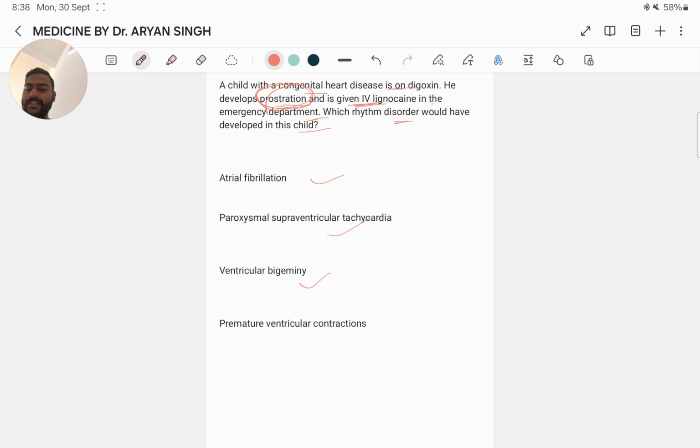Here the answer is ventricular bigeminy, because lidocaine is a local anesthetic of the amino-amide type, and it is a drug of choice for the treatment of digoxin-induced ventricular bigeminy. It reduces the enhanced automaticity of a subsidiary pacemaker and AV nodal conduction in therapeutic concentration. That's why the answer is ventricular bigeminy.